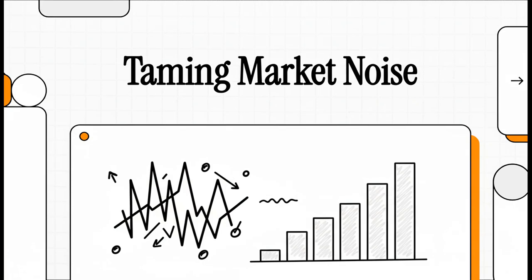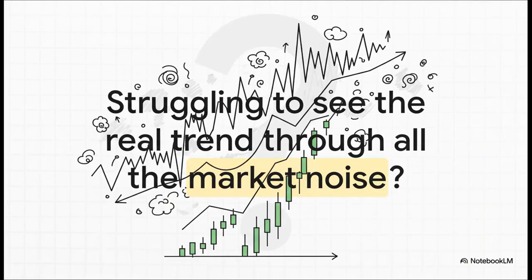All right, let's talk about something that drives every trader crazy: market noise. Today, we're going to explore a really cool tool designed to tame that chaos. It's called Heikin Ashi. You know the feeling, right? You're staring at a chart, and it's just a mess of flickering green and red candles. It's impossible to tell what's really going on. That right there is market noise, and it's the number one enemy of a clear trend.